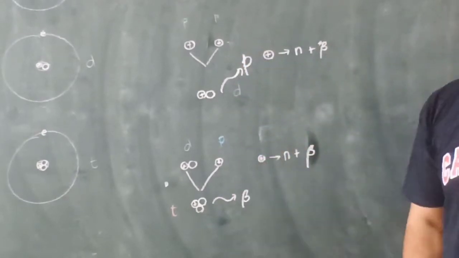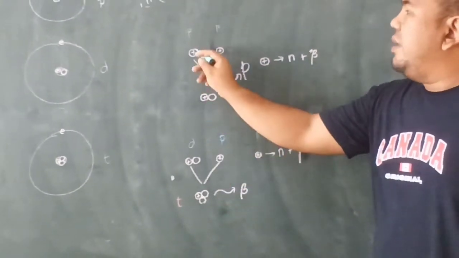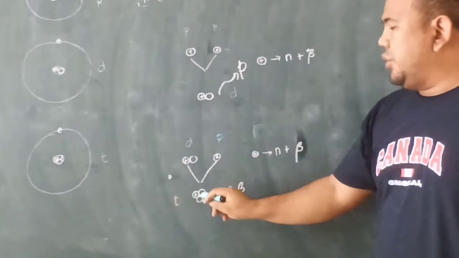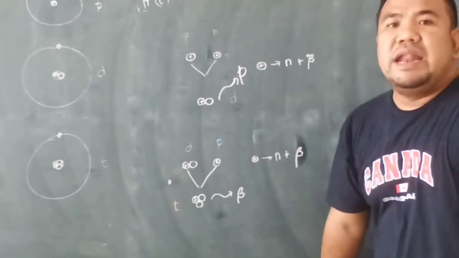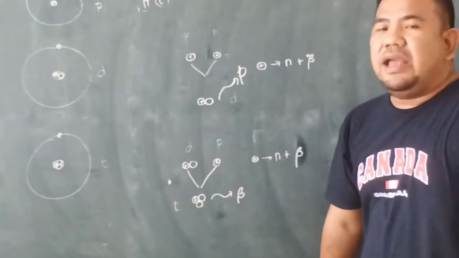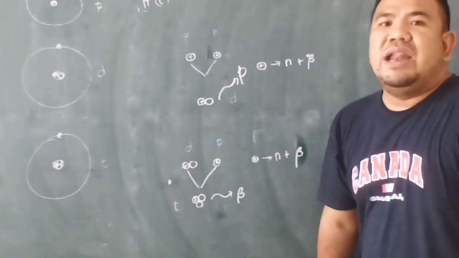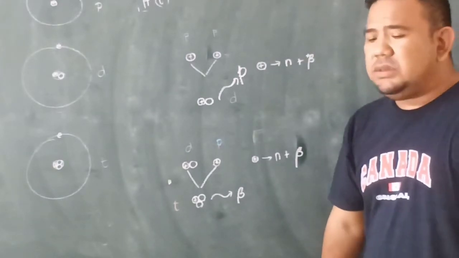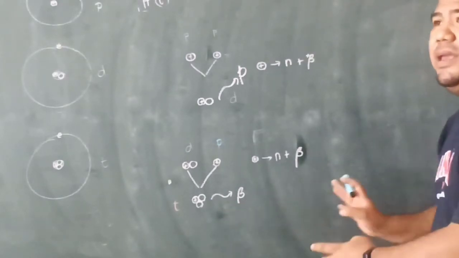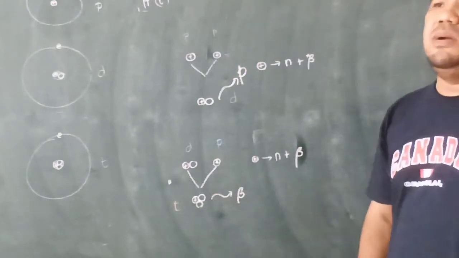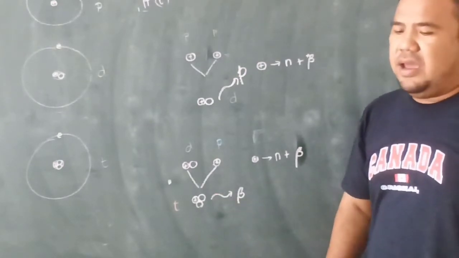So what is common between them? Protium, deuterium, and tritium, all of them have only one proton. So the number of protons dictates the type of element that you have. So, can it still continue? Let us say you add one more proton there.